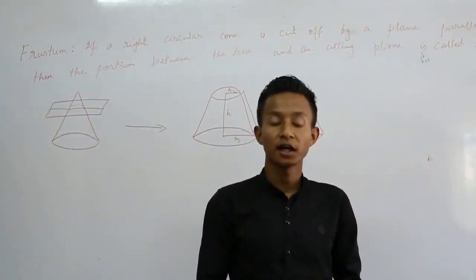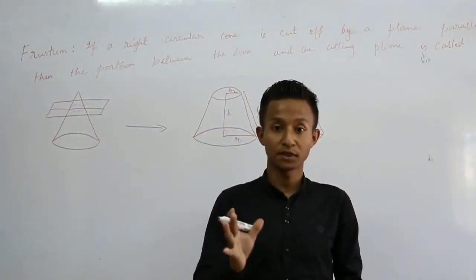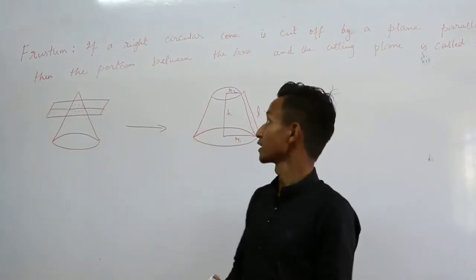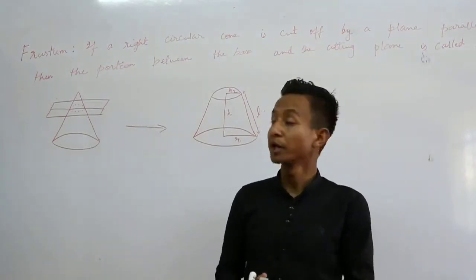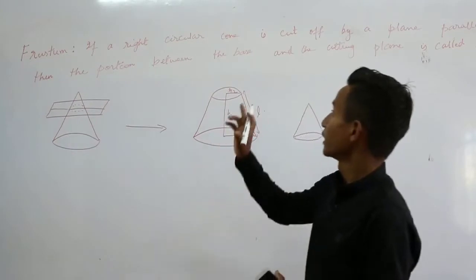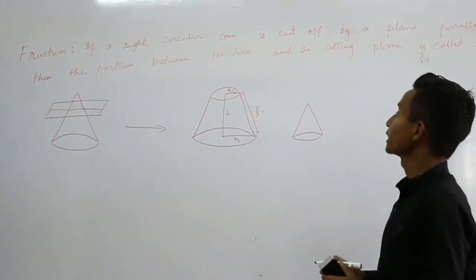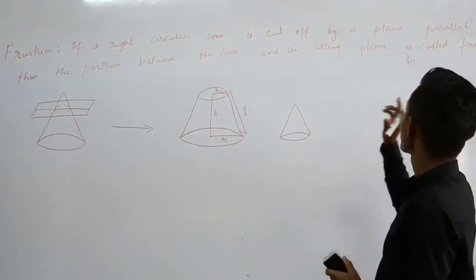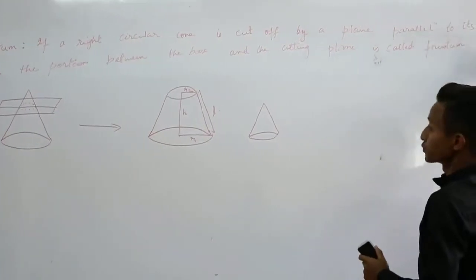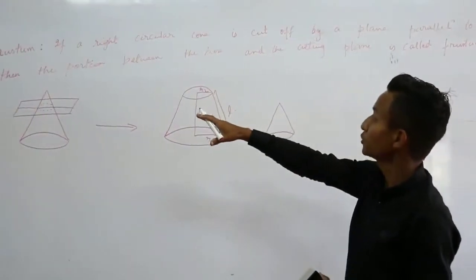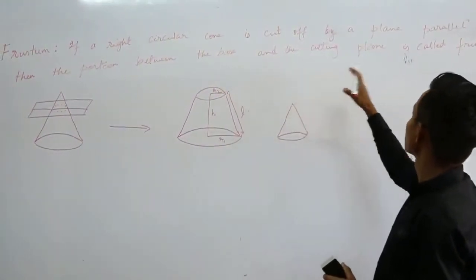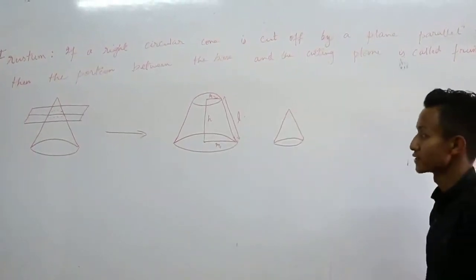So here I'm going to discuss a new topic, the frustum. By definition, if a right circular cone is cut off by a plane parallel to its base, then the portion between the base and the cutting plane is called a frustum.